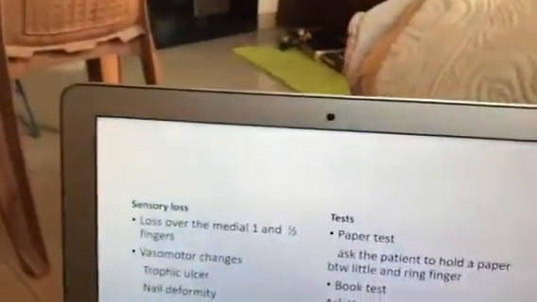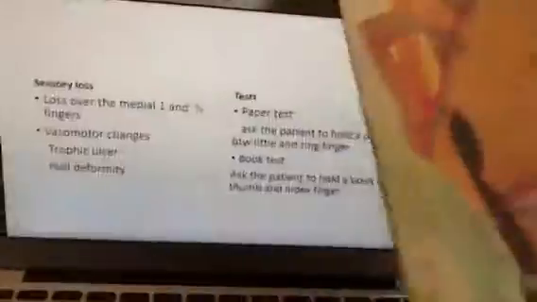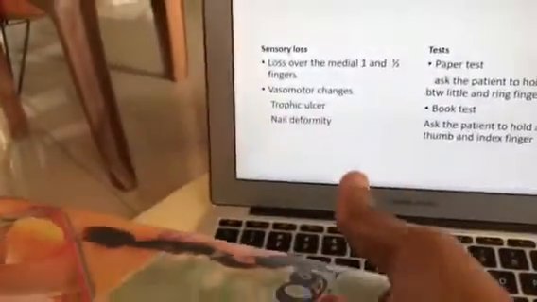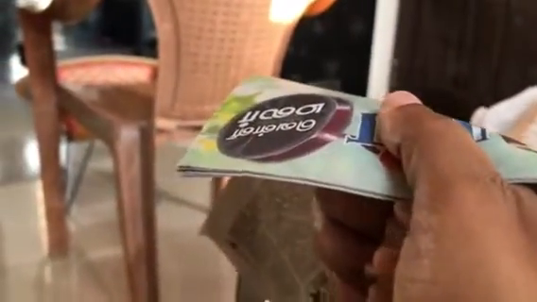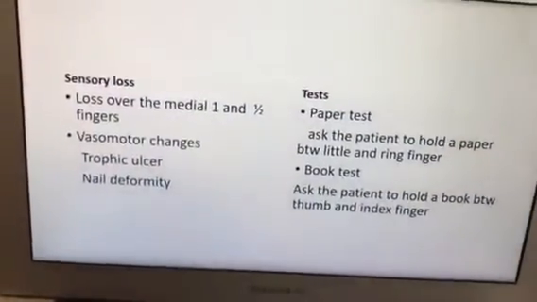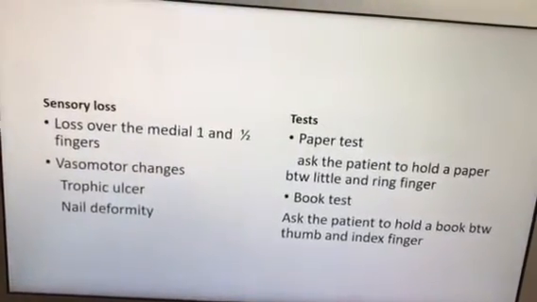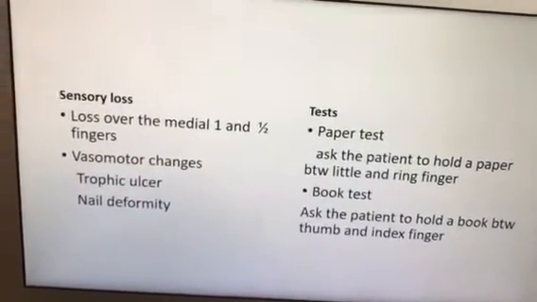And the next one is called the book test. Book test is: ask the patient to hold a book between the thumb and the index finger. So ask the patient to hold like this. He will not be able to hold because adductor pollicis is out. So these are the two tests we are supposed to do. That's all about the ulnar nerve. Thank you.